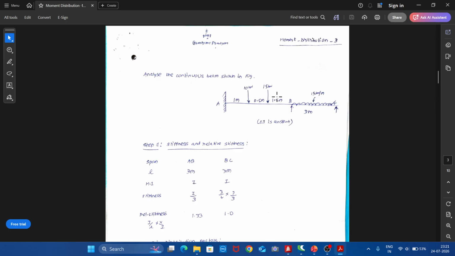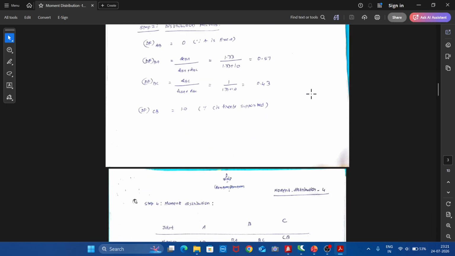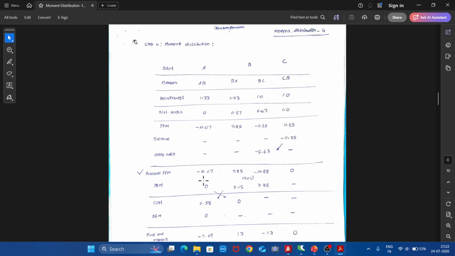So using that you can find the fixed end moments. And the fixed end moment for UDL will be minus WL squared by 12 on the left side and plus WL squared by 12 on the right side. So the fixed end moments should be calculated. Say those values are these: minus 10.07, 7.85, minus 11.25 and 11.25. So these are M of AB, M of BA, M of BC, M of CB.